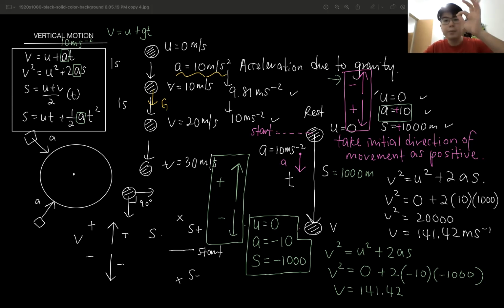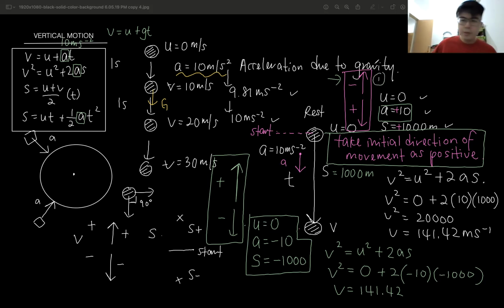The easiest way: we take the initial direction of movement as positive. We will stick to the first one, downward as positive. It's not wrong, both are correct. Just that when you solve other questions later, you'll find the first one is easier, so that we don't have to deal with so many negative values.